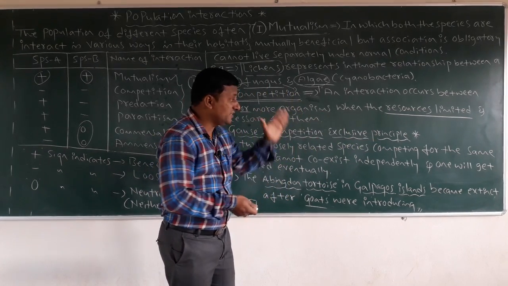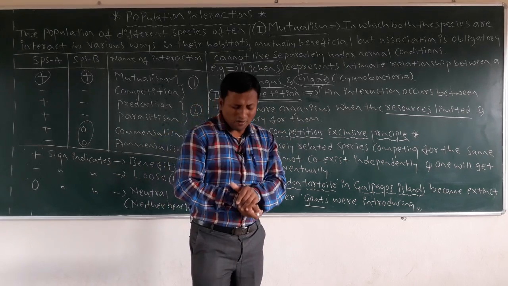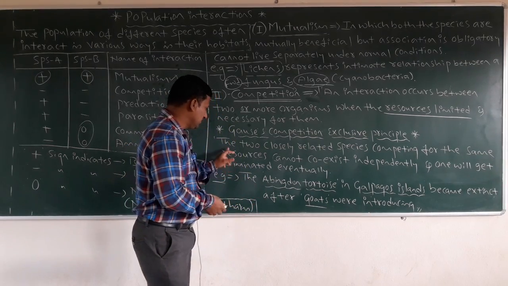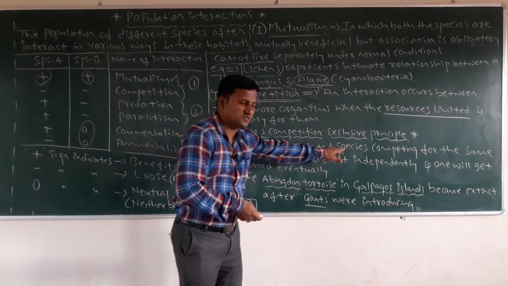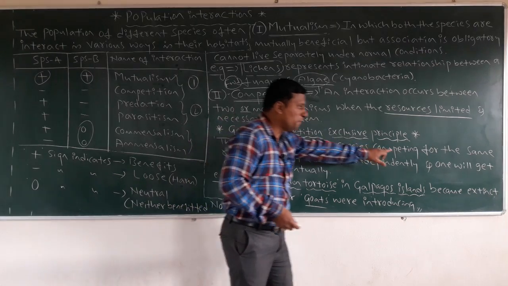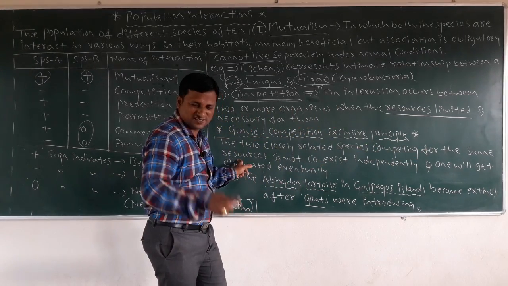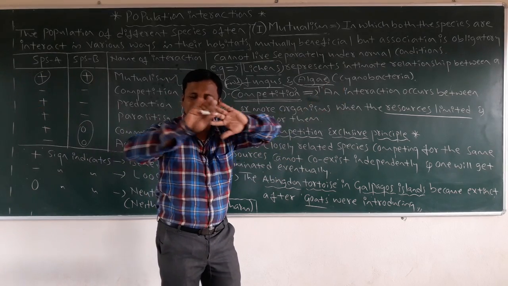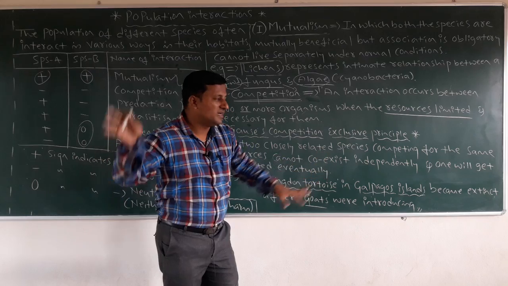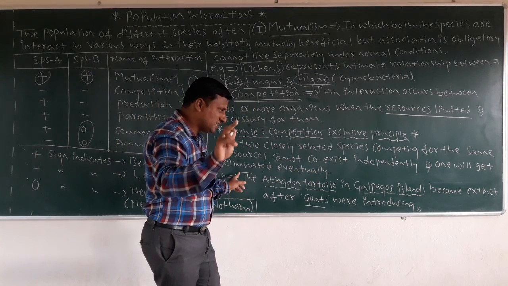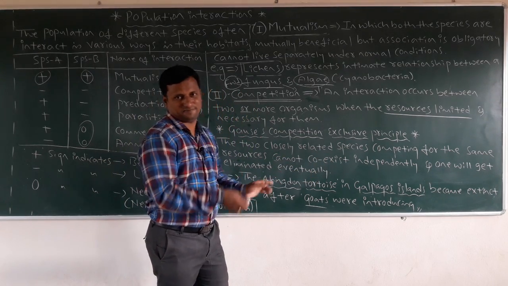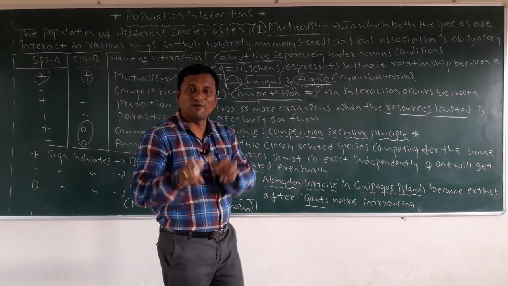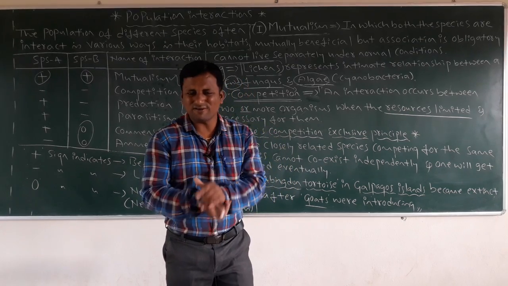Gause's competitive exclusion principle. What does this principle state? This principle states that two closely related species competing for the same resources cannot coexist independently, and one will get eliminated eventually from that competition. What's going on in this statement?